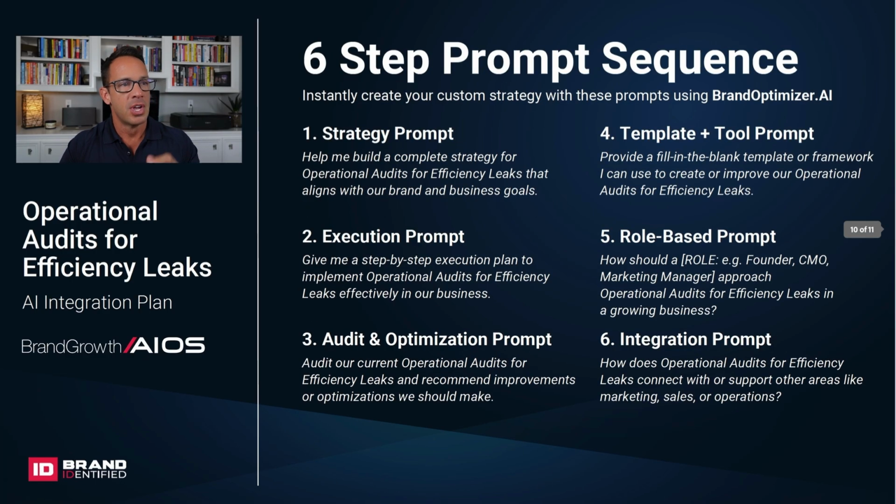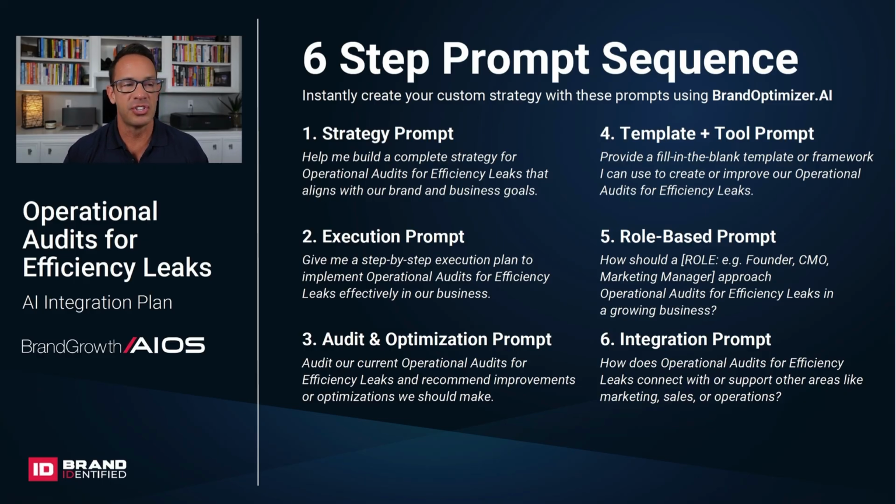So this moves us on into a 6-step AI prompt sequence that I've developed for you to help you instantly create your custom strategy with these prompts. So these are also prompts that you can use over using that custom GPT over at BrandOptimizer.ai. So prompt number 1 here, this is your strategy prompt, and that is: help me build a custom strategy for operational audits and efficiency leaks that aligns with our brand and our business goals.